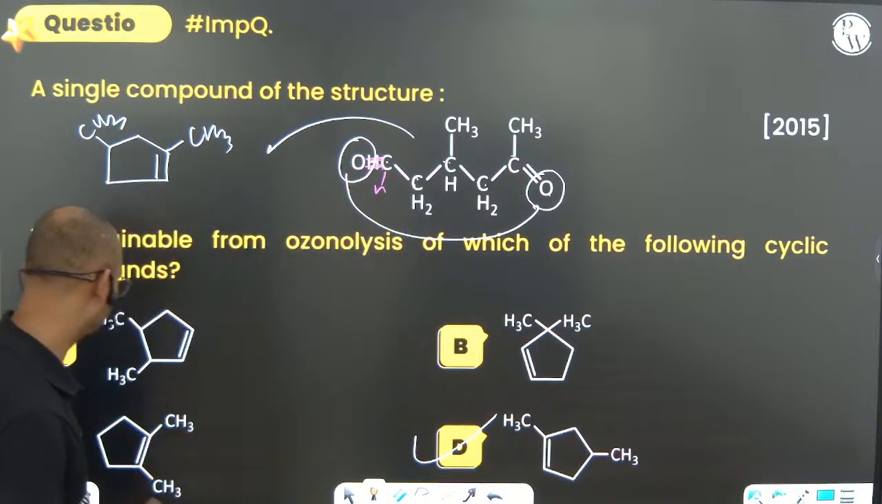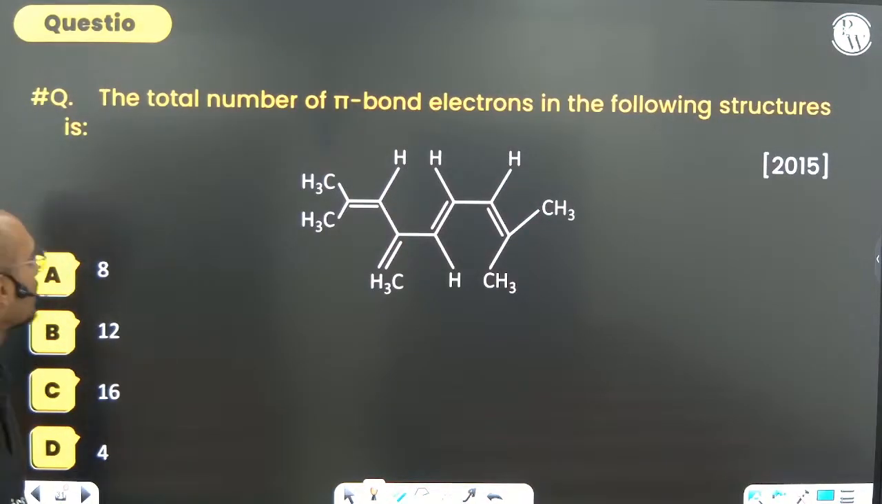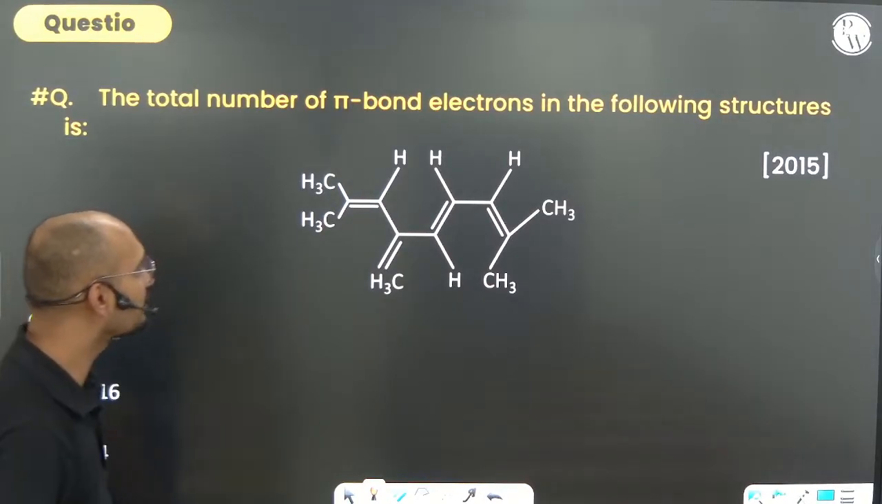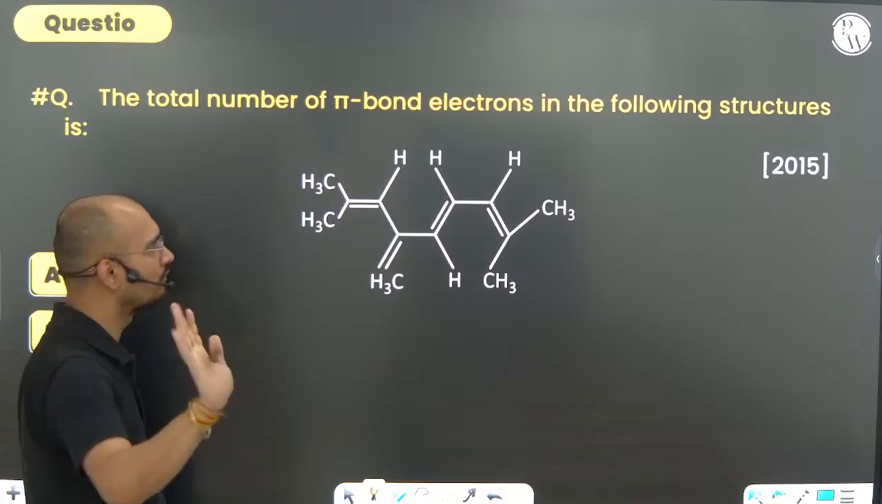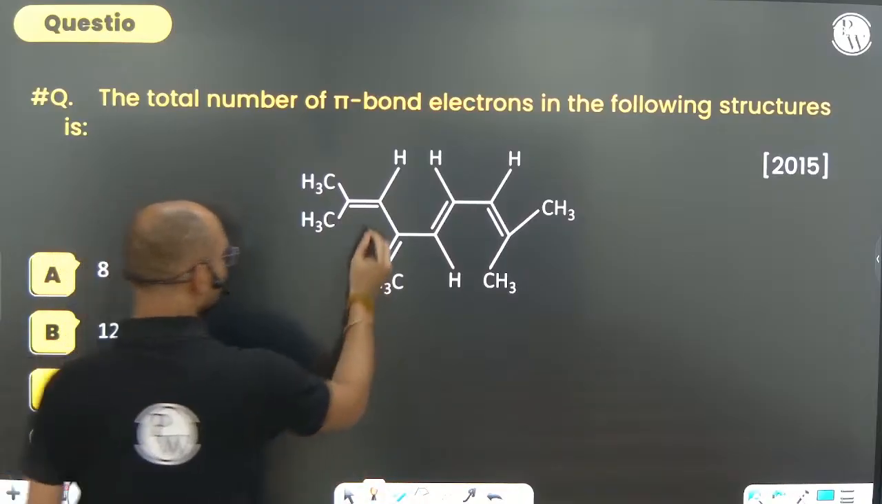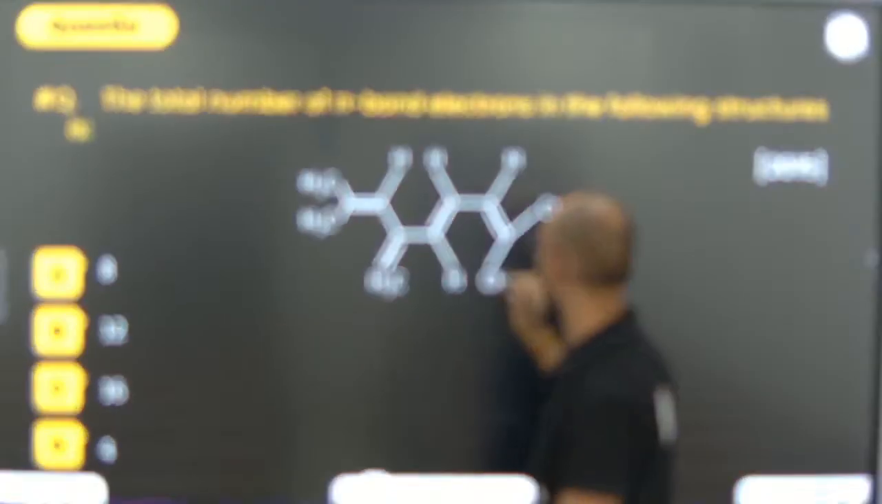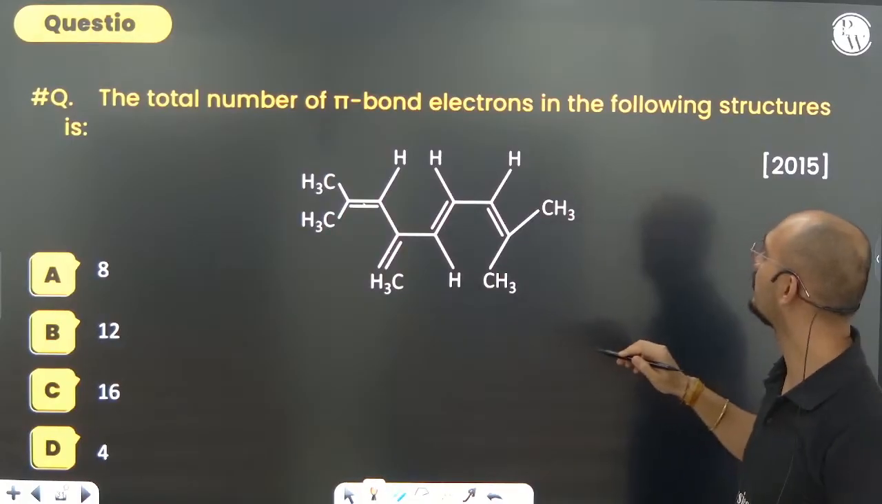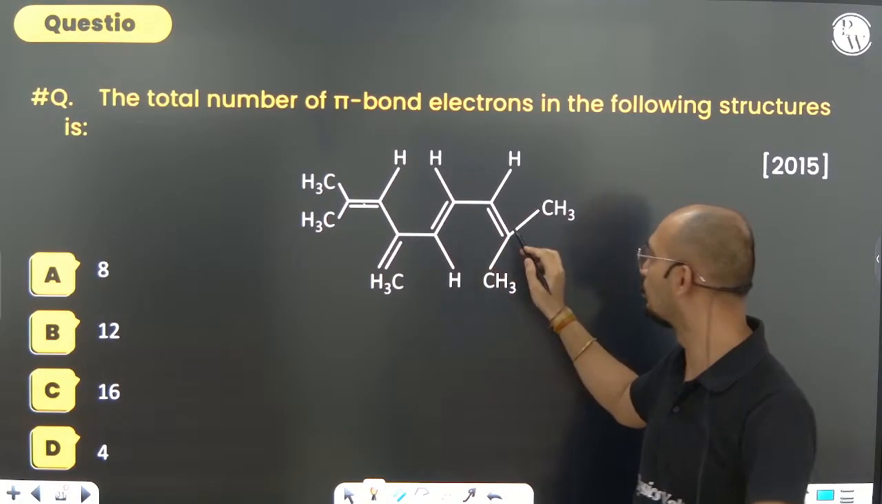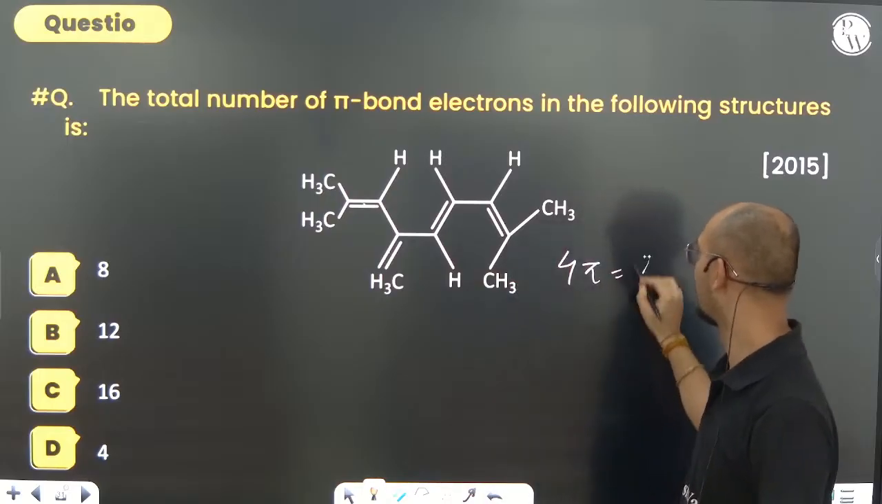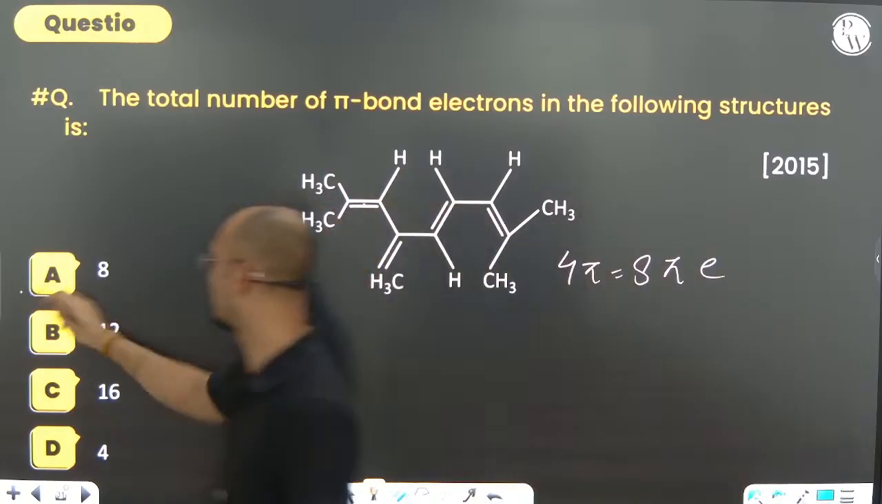Next, the total number of pi bond electrons in the following structure. Look, I hope you all know how to find out pi bonds. You can just do that. 1 2 3 4. The total number of pi bond electrons: in every pi bond, how many electrons are there? 2. So 4 pi bonds, so 8 pi electrons. So option A is the correct option.